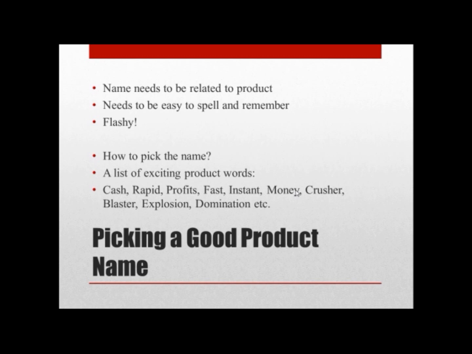Here are some exciting product words that I put together in order to get your minds flowing. These words are always received well by customers, and so if you put some of them into your product name, it gives off the right vibe. The words are: cash, rapid, profits, fast, instant, money, crusher, blaster, explosion, domination. If you ever go to the Warrior Forum and check out the Warrior Special Offer subforum, you'll notice that a lot of the products being sold there, known as WSOs, have keywords such as those in the names.